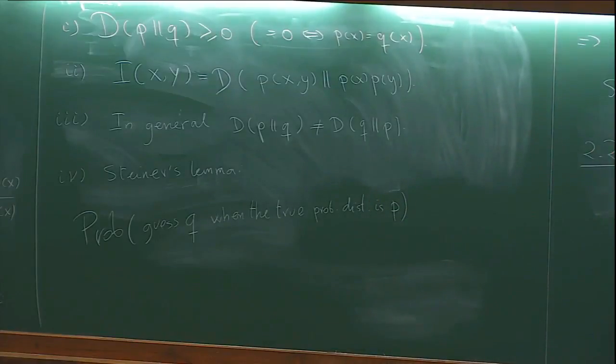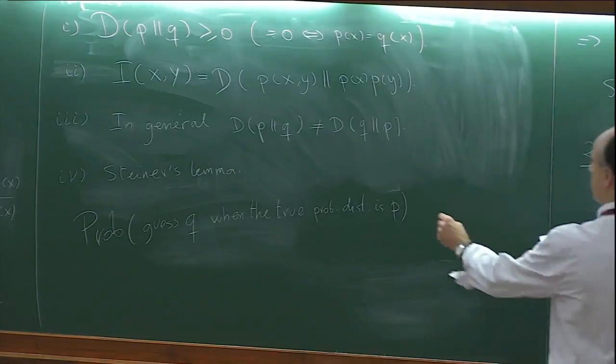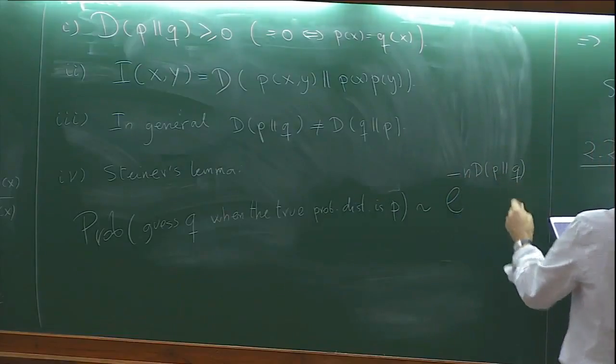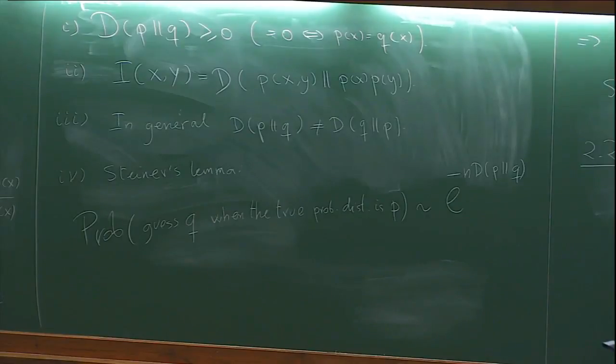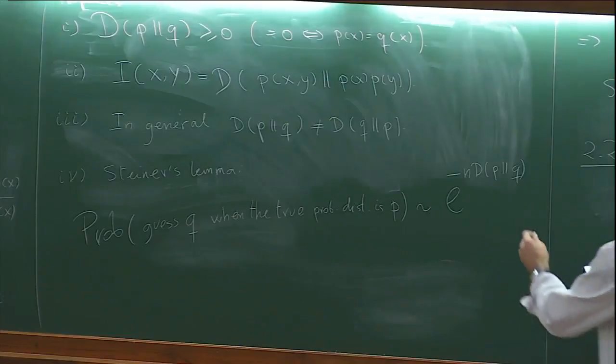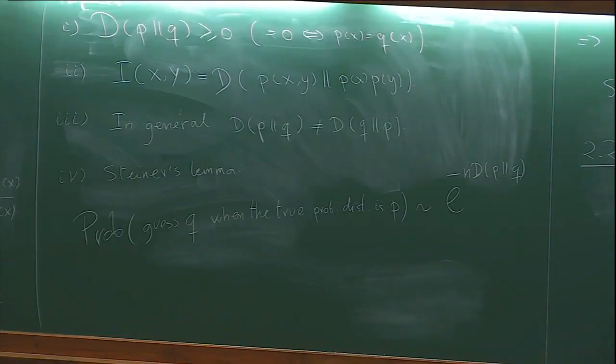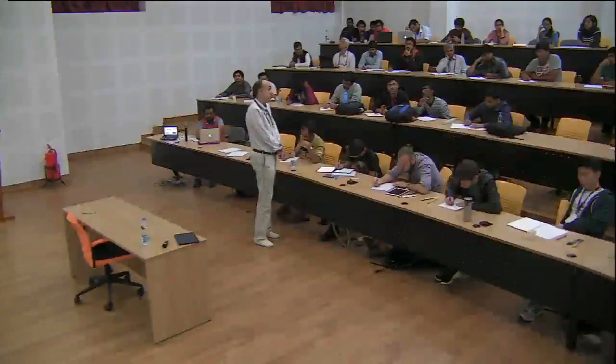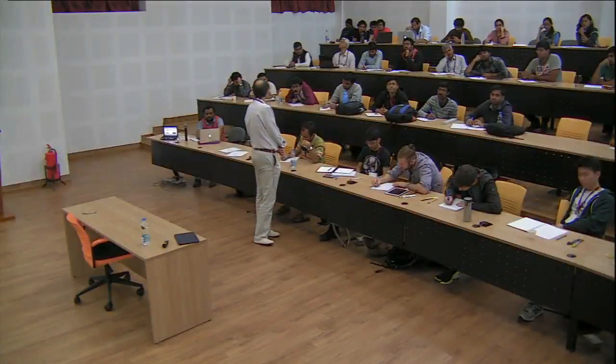Of course, when I give you a lot of data, this probability of error will decrease. Stein's lemma tells you that this is exponential of minus n times D(P||Q). So this tells you the number of data that I need to really distinguish. The error probability goes down with the number of data, but if D is zero, it doesn't go down, because I cannot distinguish between P and Q. And if D is very small, I would need much more data to do so.